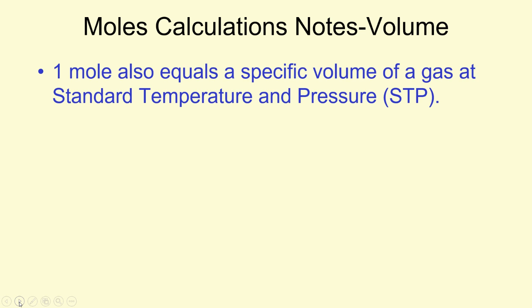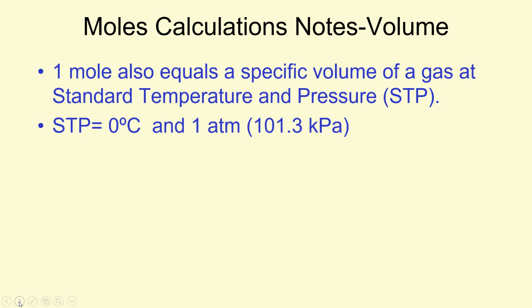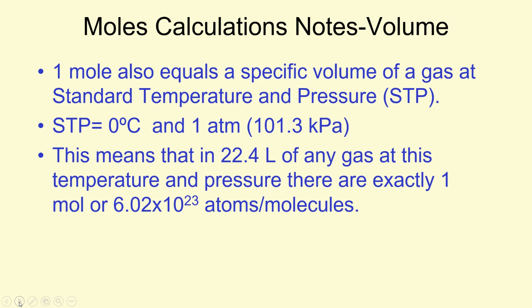of gases. So what we notice is that 1 mole equals a specific volume of gas at standard temperature and pressure. Standard temperature and pressure, or STP, are specific temperatures and pressures that we use. Specifically, that is 0 degrees Celsius and 1 atmosphere for your pressure, or 101.3 kilopascals, or 760 millimeters of mercury, any of those pressure units that you find on the front page of your reference table.